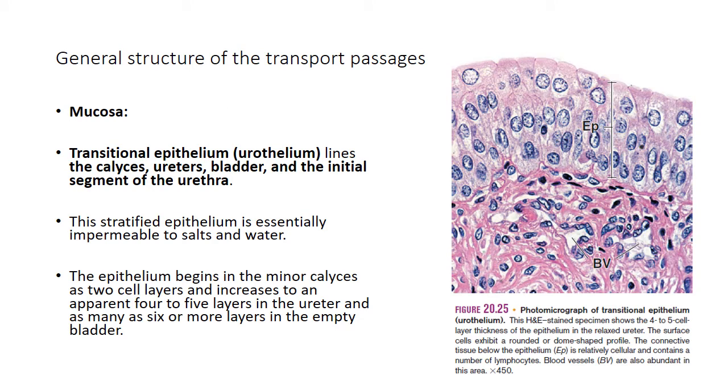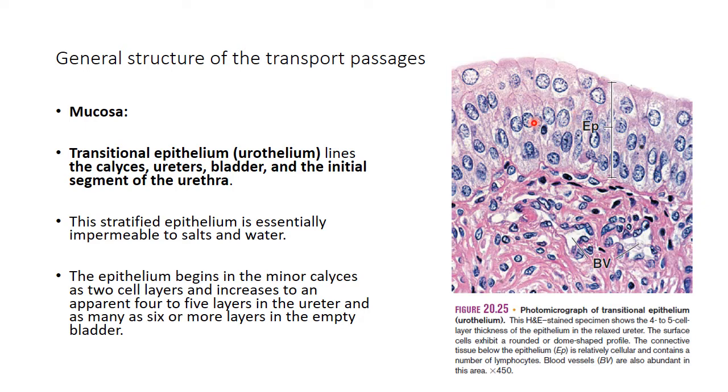So we will start with the first layer that lines the wall of the transport passages, which is called the mucosa. And as you already know, the mucosa consists of 2 layers, a surface epithelium and underlying lamina propria. The surface epithelium in the urinary system is called urothelium or transitional epithelium. This epithelium is stratified epithelium composed of several cell layers.